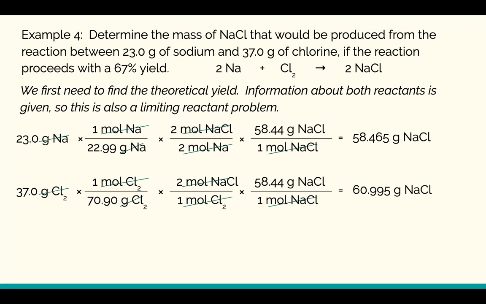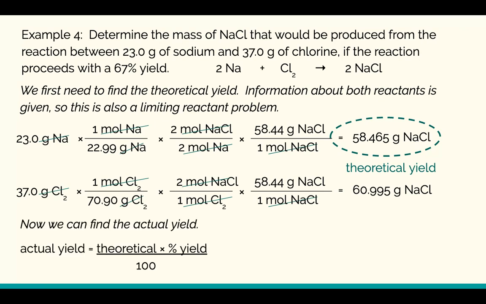So we see that sodium would make less sodium chloride, so that means that sodium would be our limiting reactant, and that this would be the theoretical yield. So the most that could be possibly made from this reaction is 58.465 grams of sodium chloride. The question wants to know how much would be produced if there's a 67% yield. So we can find the actual yield by rearranging the percent yield equation, which I've done there.